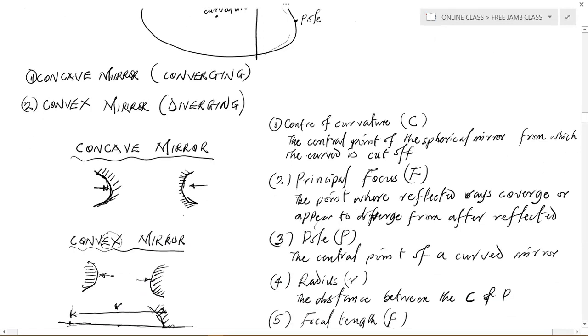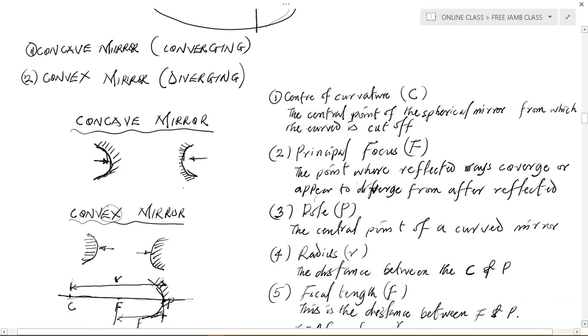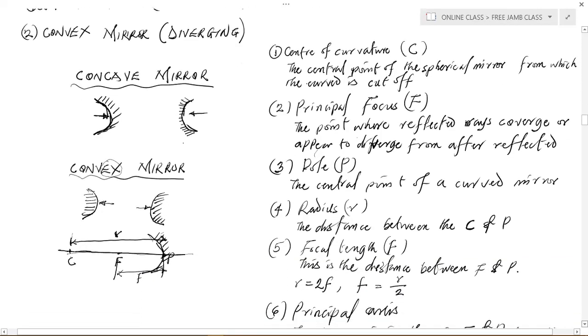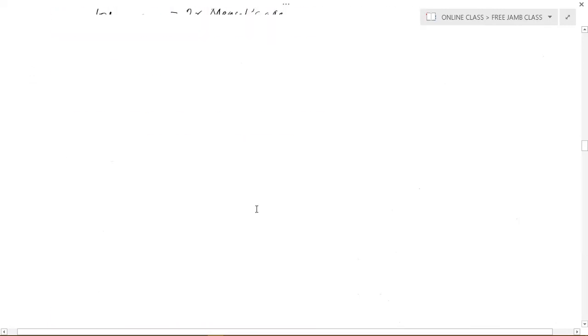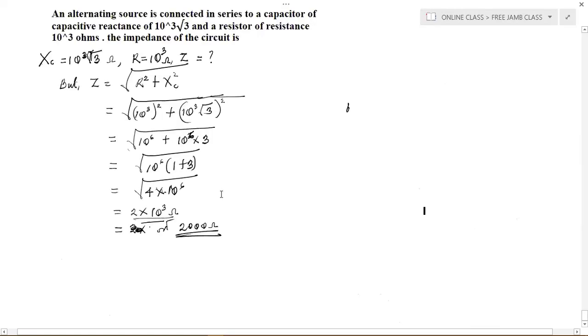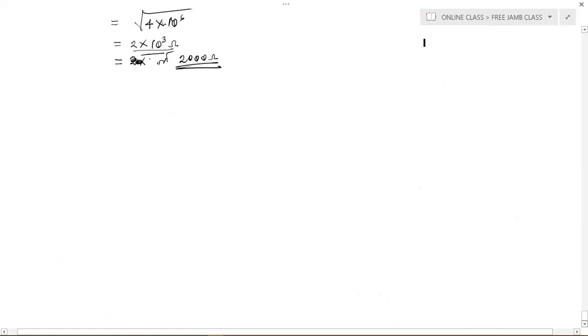Now, I've explained the concave and convex of a thing. Then focal length explained, everything explained. Actually, the principal axis is this line, the line that joins the C, F, P together. How do you draw a ray diagram? It has rules. Once you get the rules, that's the end of the whole thing. Now, how do you draw?